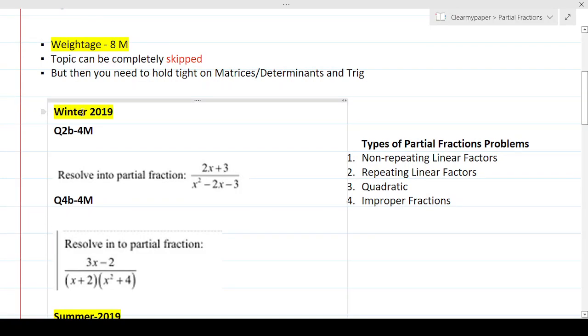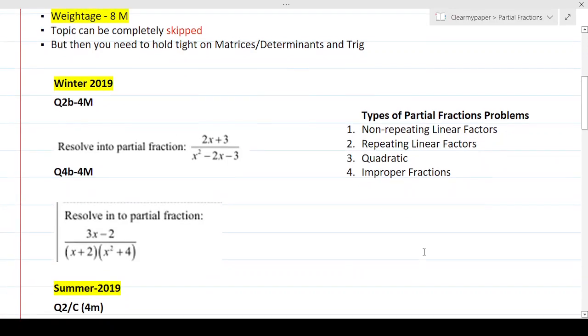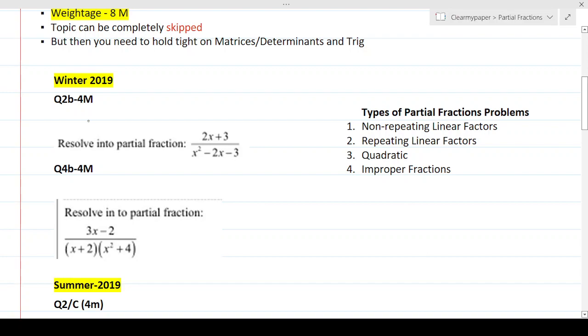So let's start with winter 2019, and I've written the question number and also the marks against each of the problems. Resolve into partial fractions. That's how you will get it in the exam. So this is the first problem: 2x plus 3, the whole divided by x square minus 2x minus 3.